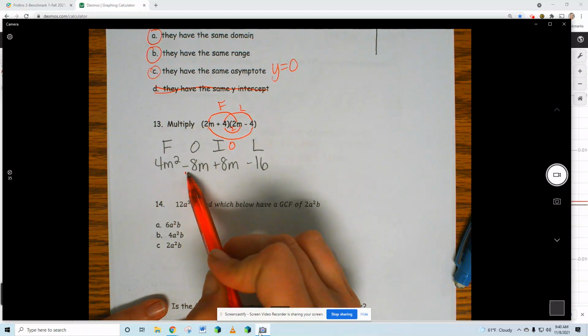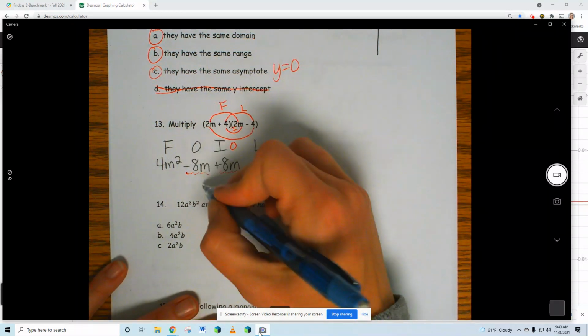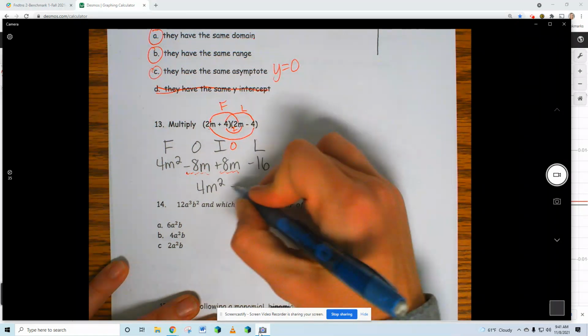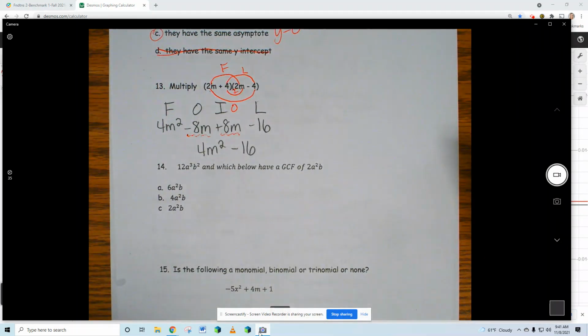The only like terms I have are my positive 8m and my negative 8m. Those cancel out. I have 4m squared minus 16. Okay, this one's worded weird. Look at number 14.